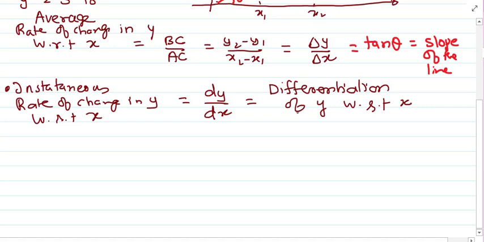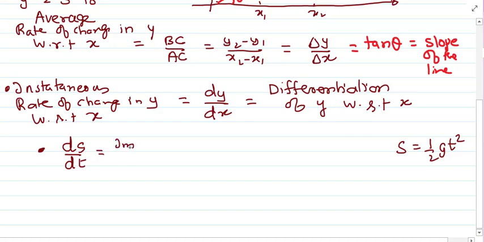Now the question is, how is it useful in physics? Let us try to take an example. Let us say we take ds by dt, where s is displacement and t is time. So this is a relationship between displacement and time. For example, this relationship could be s is equal to half g t squared. So s is a function of t, and g is constant, you know that. So if we find ds by dt, what will this give us?